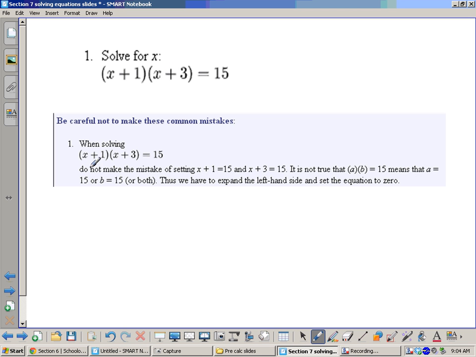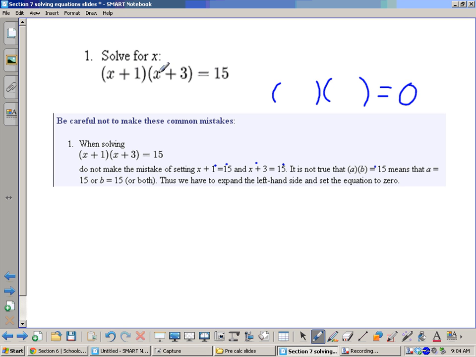A common error: we cannot take x plus 1 and set it equal to 15 and x plus 3 and set it equal to 15. That only works when it's equal to 0. We don't have any other property that says the product of things will equal a number can separate them. There's too many solutions that would make this product equal to 15 for x's. So we can't do it that way. So we have to rewrite this so that we have 2 parentheses being multiplied equal to 0.